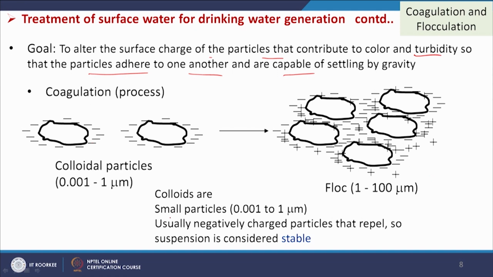And colloids are small particles, that is 0.0001 to 1 micrometer. So, this is the particle size, 0.0001 to 1 micrometer. After this coagulation process we are getting 1 to 100 micrometer, so say a 100 times increment in the size. So, now those small particles will be able to settle. Usually negatively charged particles repel, so the suspension is considered stable. Normally these particles are stable, but when we add the coagulant, this stability breaks and they fall.